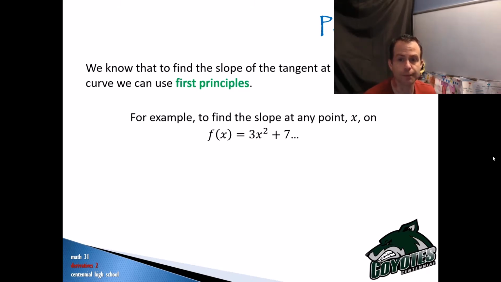Okay, for example, and this is all in your notes, so you're just kind of reading along. For example, to find the slope at any point x, so now notice it says the slope at any point, so we're trying to create that general formula right now. Which is the derivative equation that we started talking about yesterday, right? Remember how yesterday we were graphing the original function and the derivative function? So that's what we're looking for here. When they say the slope at any point, we're just looking for the general equation.